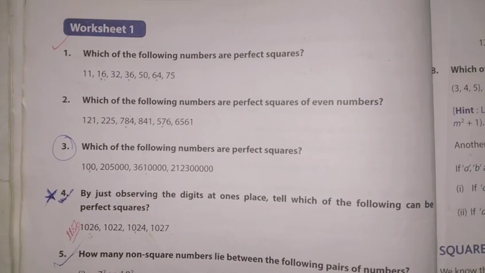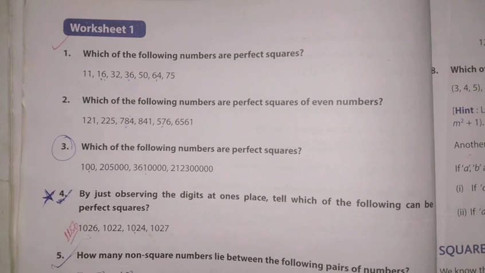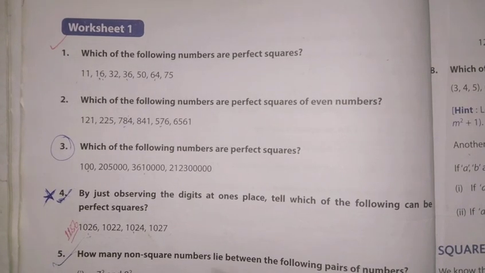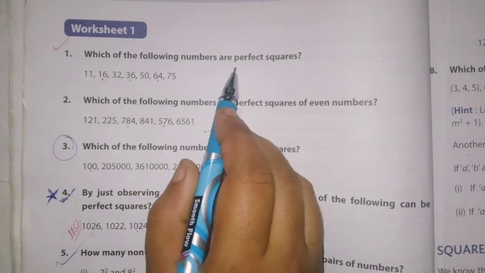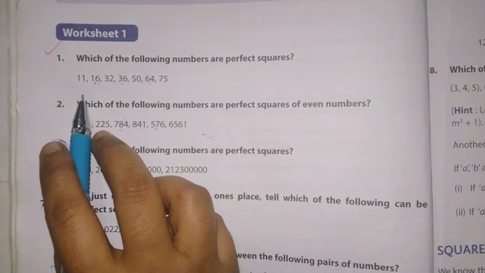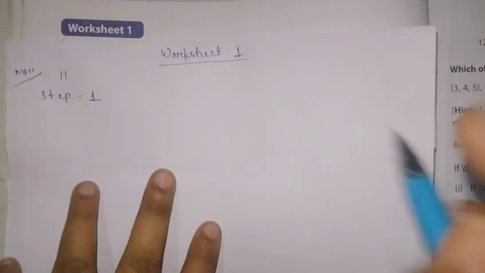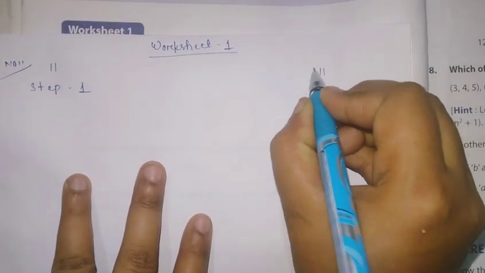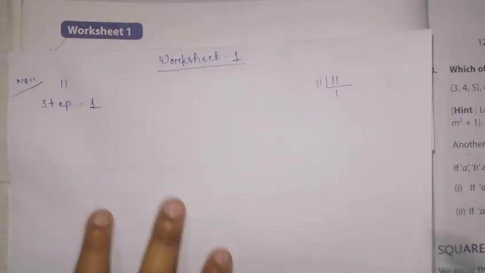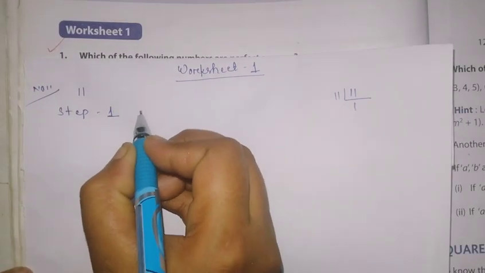Today I'll discuss chapter 1 worksheet 1. Now solve question number 1. Which of the following numbers are perfect square? First we find 11's prime factorization. 11 ones are 11. So step 1, 11 equal 11 into 1.